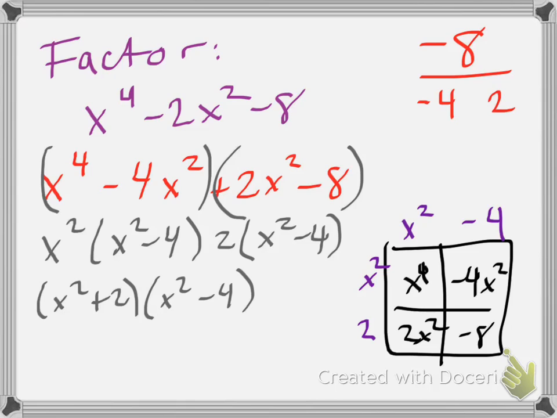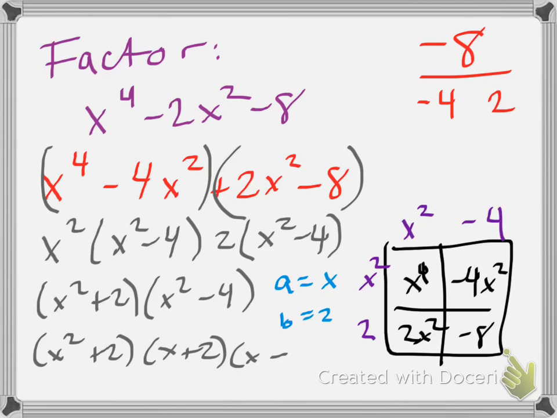Now, because the directions say factor, I would like you to factor completely. So the second binomial is the difference of squares, which we went over in the other lesson. So my a value would be x, and my b value is 2. So that second quantity is going to factor down to be x plus 2 and x minus 2. So I have my x squared plus 2 for the first binomial, and then x plus 2, x minus 2. So that would be our final answer.